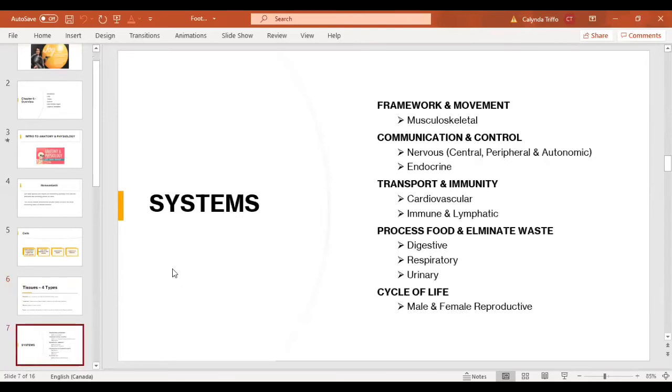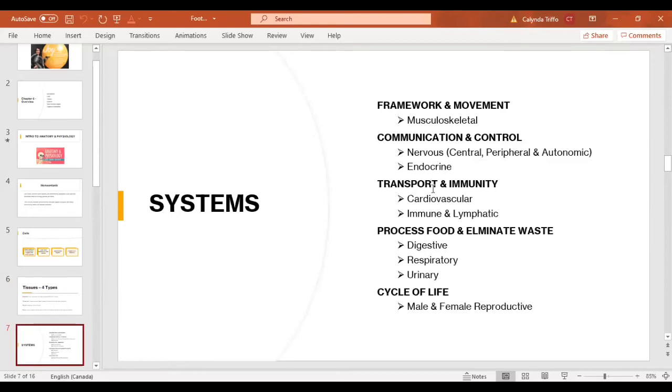Now, the tissues make up the organs and the organs make up the systems. Okay, so for our framework and movement, it is the musculoskeletal system that handles that. For communication and control is our nervous system, and the nervous system is broken down into 3 parts. There's the central, the peripheral, and the autonomic. We're going to get into that in chapter 7. Then we got the endocrine system. This is the chemicals throughout our body.